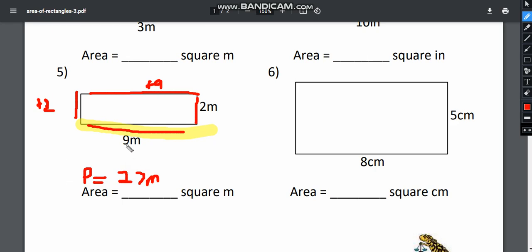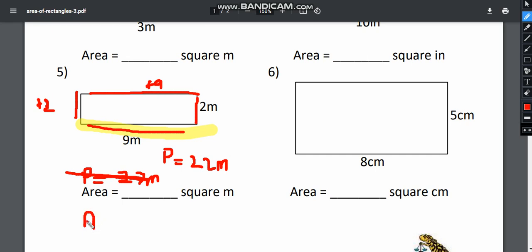Sorry, did I do that wrong? Sorry, 9 plus 2 is 11. Plus 9 is 20, plus 2 is 22, sorry. The perimeter for this one is 22. And it's just meters because it's distance.